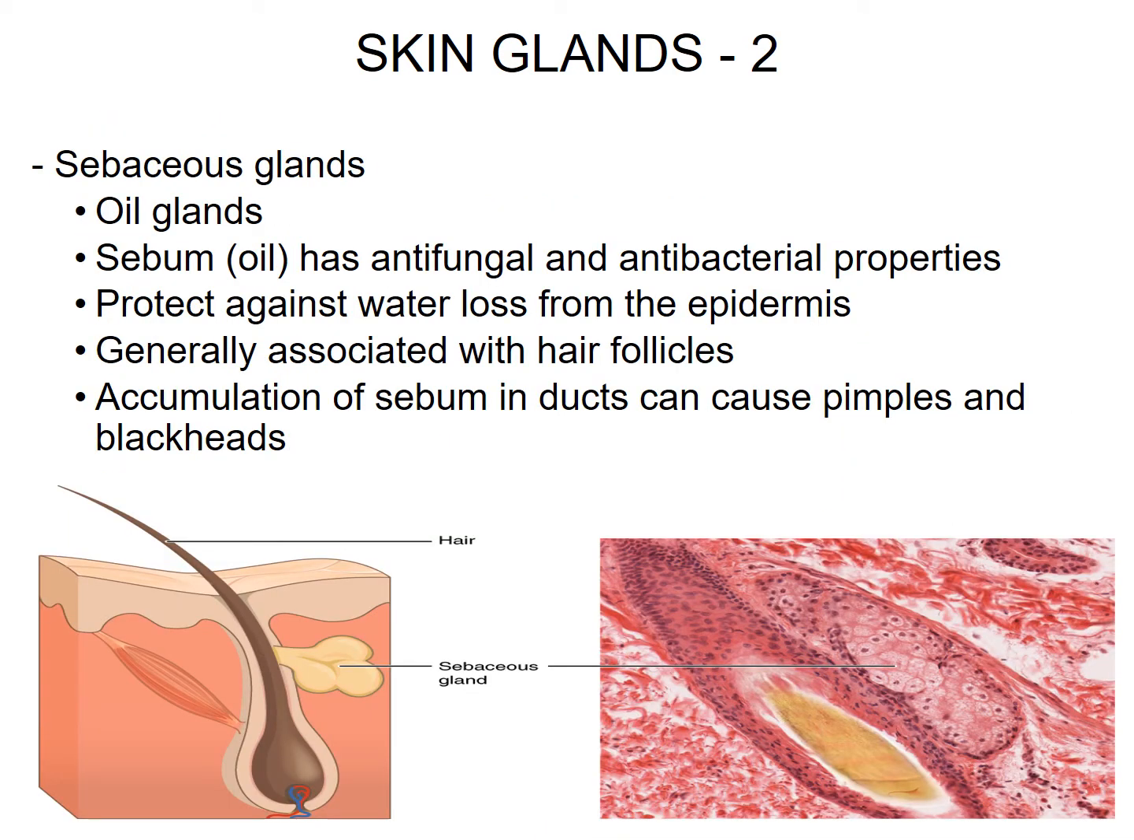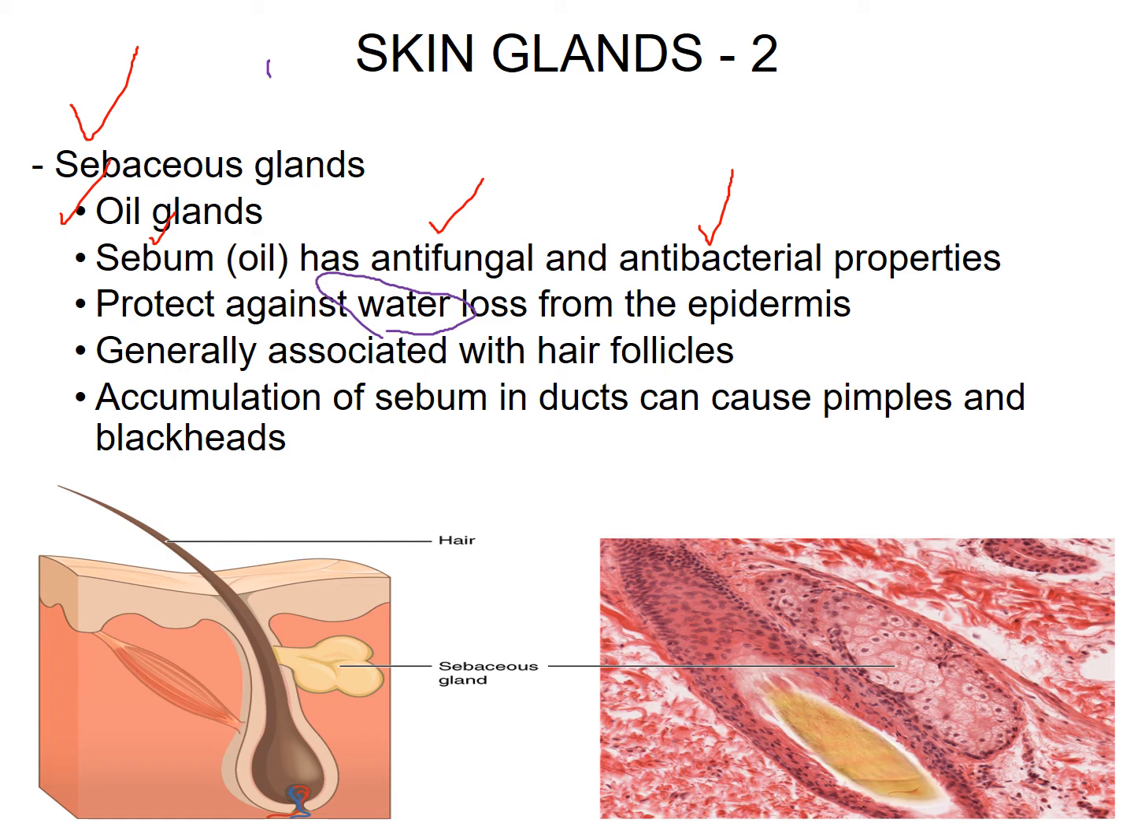This slide's just a review slide. We've already talked about this, right? Sebaceous glands are oil glands, which make oil, aka sebum. I highlighted that they have antifungal and antibacterial properties. And because oil is essentially lipids, remember that water and lipids don't mix well, so it's going to prevent us from losing too much water.